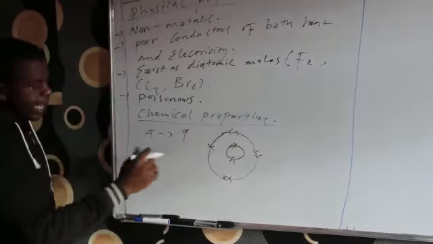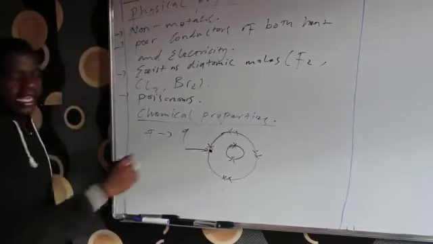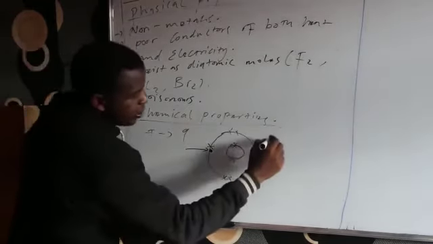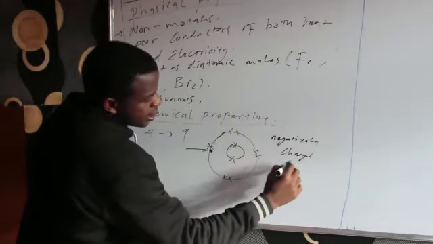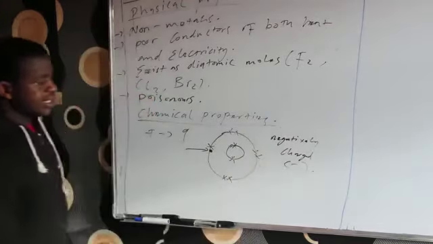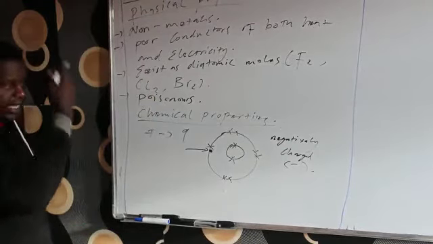So they react by gaining an extra electron. When they gain an extra electron, they will become negatively charged, which is just a negative. So they react by gaining 1 electron.